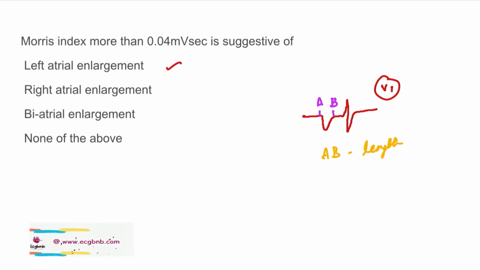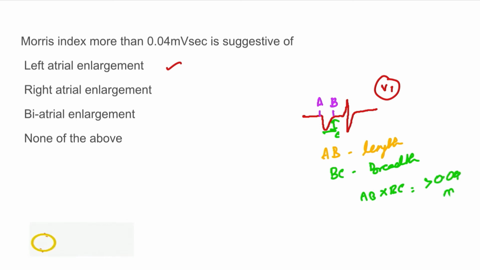So what is the breadth? Obviously B to C would be the breadth. This would be the breadth. So BC is the breadth or the width. So AB cross BC, if it is more than 0.04 millivolt second, then obviously there is left atrial enlargement. This is what Morris Index says.